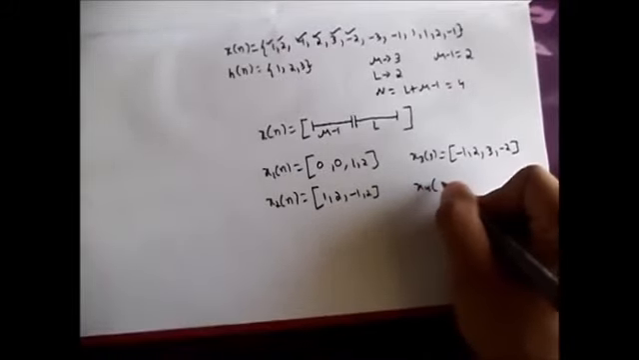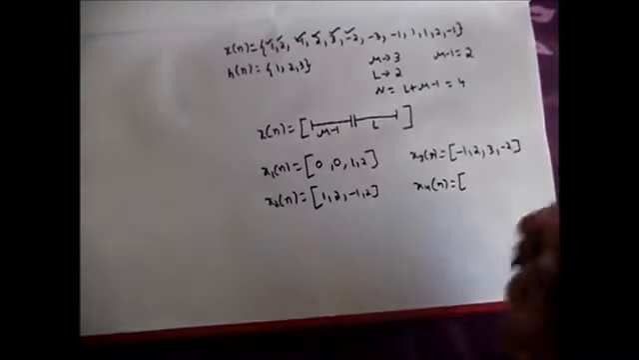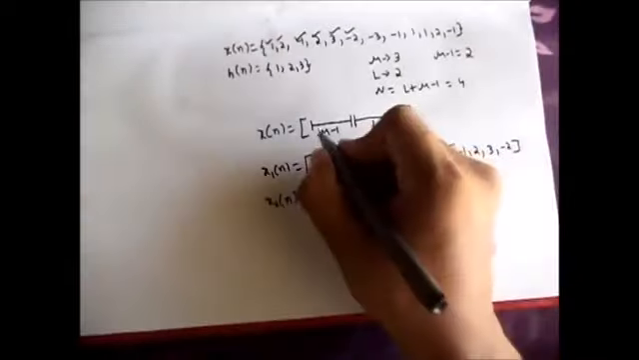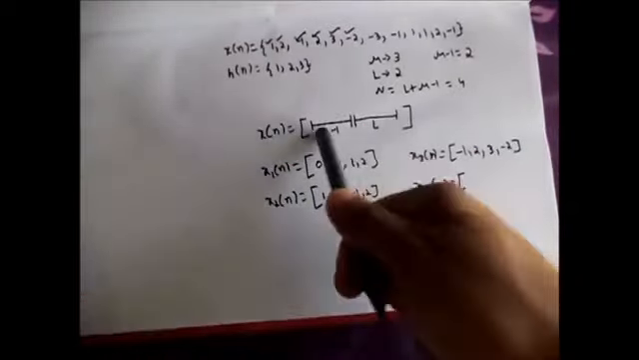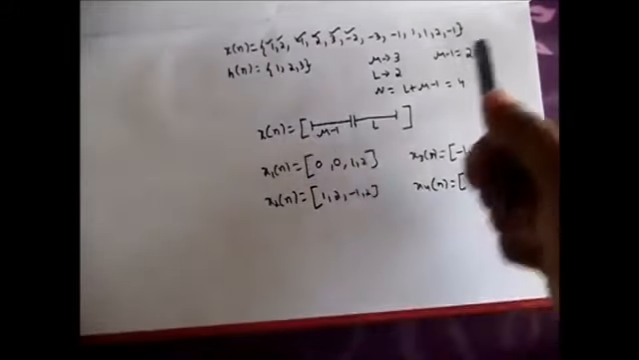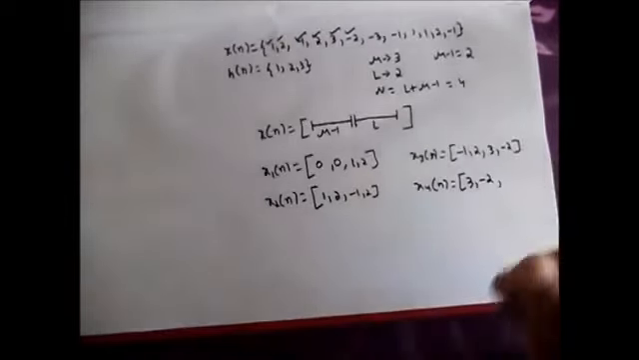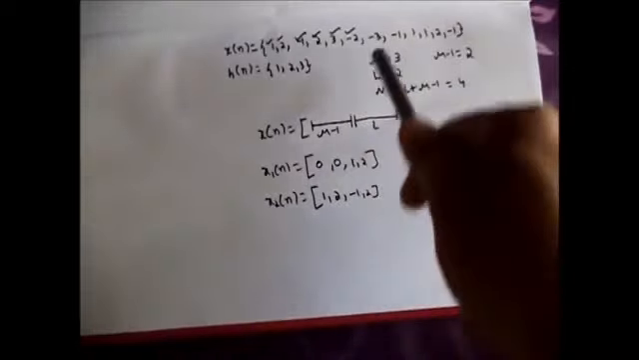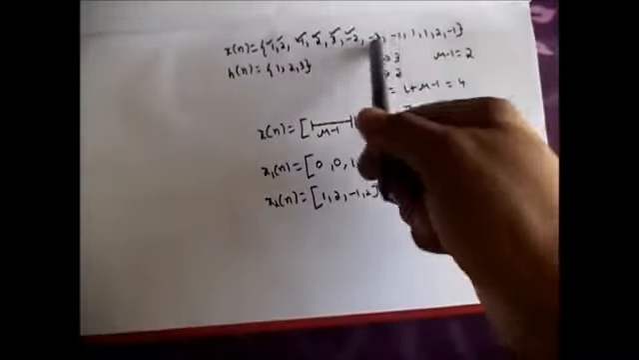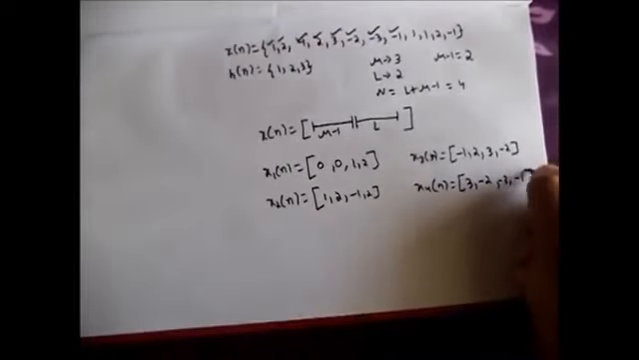Then the fourth input data block, again first I have to take the last m minus 1 segments from the previous data block. So from the previous data block I have to take the last m minus 1 segment elements. So m minus 1 is equal to 2, so the last two elements I have to take, so 3 and minus 2, and then I have to take L samples from the input data that I am given in the question. So the next two L segments are minus 3 and minus 1.